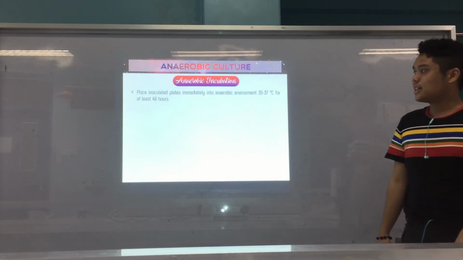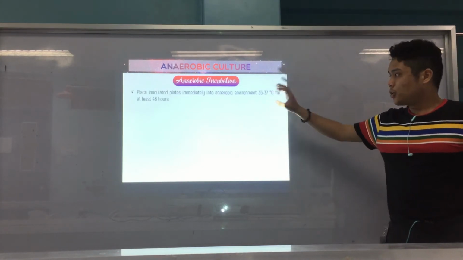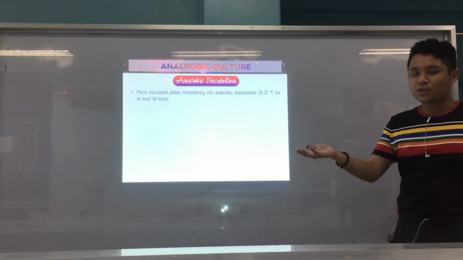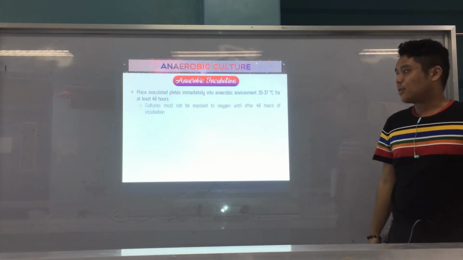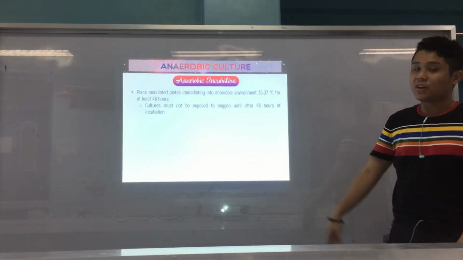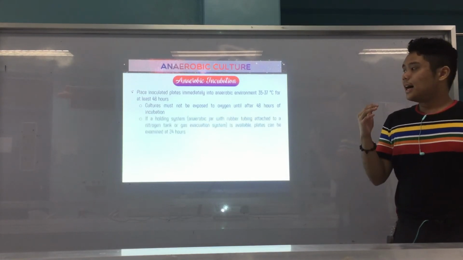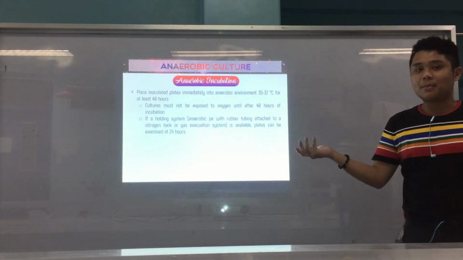Alright. So first one is, again, you place the inoculated plates into the anaerobic environment at the temperature 35 to 37 degrees Celsius for at least 2 days or 48 hours. Again, cultures must not be exposed to oxygen until 48 hours of incubation. If a holding system like an anaerobic jar is available, plates can be examined at 24 hours.